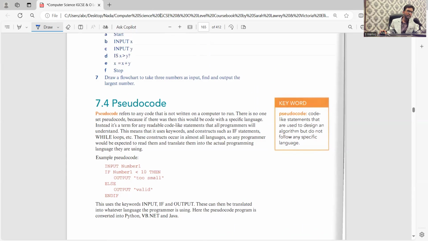So pseudocode does not refer to any piece of code. For example, you cannot say, sir, I want to create a piece of software and I want to create it in pseudocode. Why can you not say that? Because a pseudocode is not a programming language. It is just a way to represent your algorithm so that it is quite understandable to you.